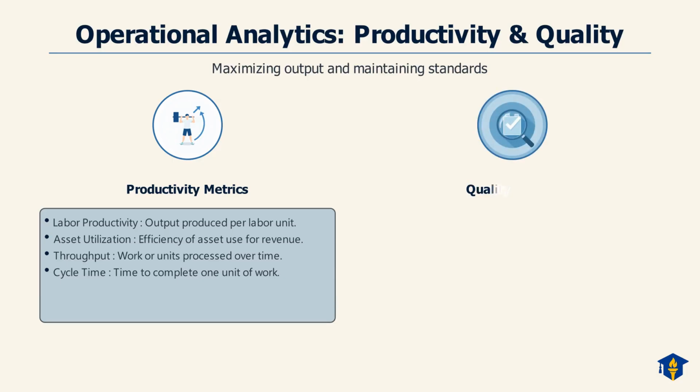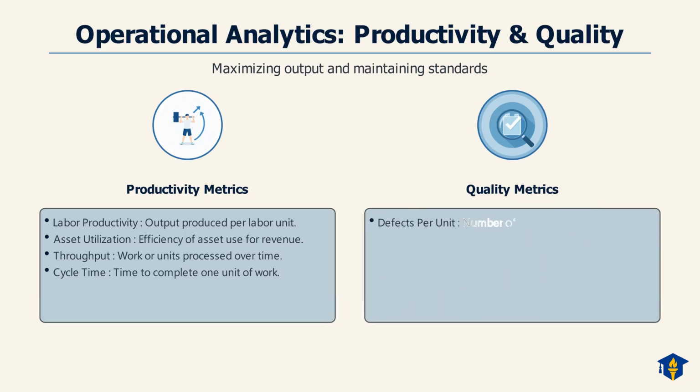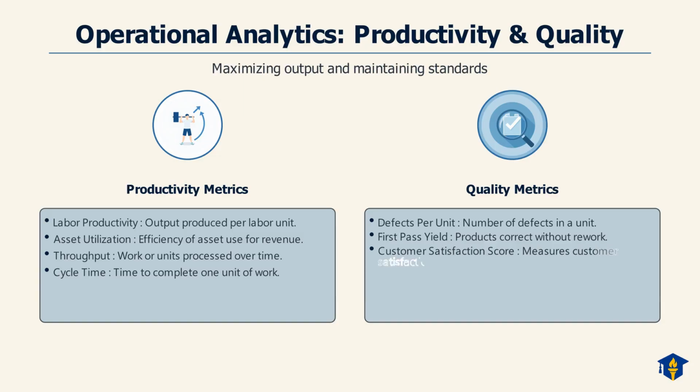Next, we have quality metrics, which ensure products meet standards. Defects per unit indicate the number of flaws found in a single product. First pass yield measures products that are correct the first time. Customer satisfaction score gauges how happy customers are with a product or service. Cost of quality includes all expenses to prevent, detect, and fix defects.